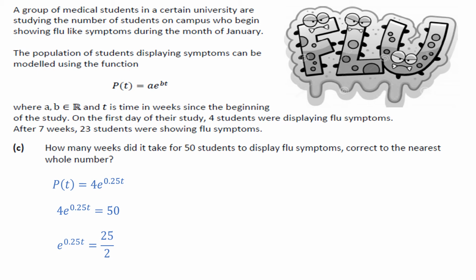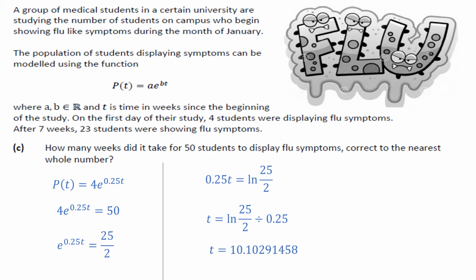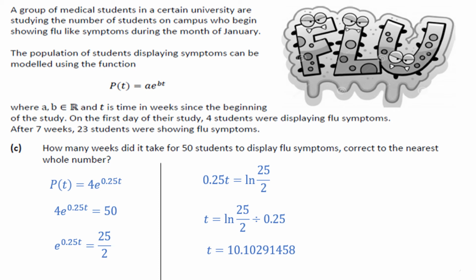Now, whichever way you want to do it, circle method or your formula in your log tables or taking the natural log of both sides, we end up with 0.25t is equal to the natural log of 25 over 2. I want t, so I'm going to divide both sides by 0.25. I wait till the very end to put that into the calculator, and I end up with 10.1029148. So the final answer here, I would be saying t equals 11 weeks.